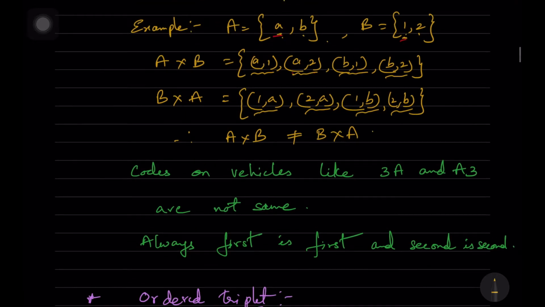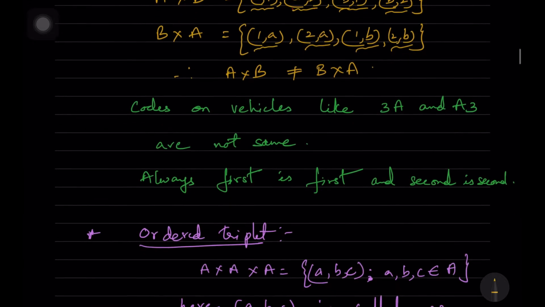Now you can always see, for example, if you want a real life example, you can see codes on vehicles like 3A and A3 are not the same. So always first is first and second is second. If it is alphabet first, you have to take alphabet first. If it is number first, then you have to take number first. In that way only you have to write the code on the vehicles.